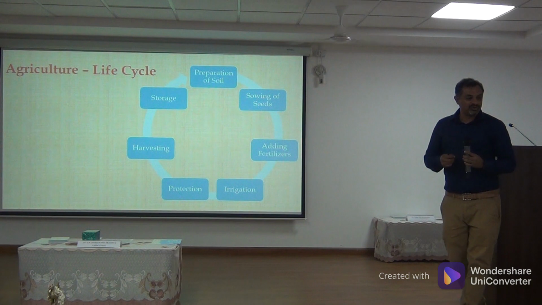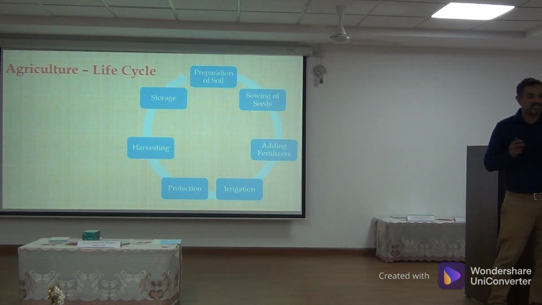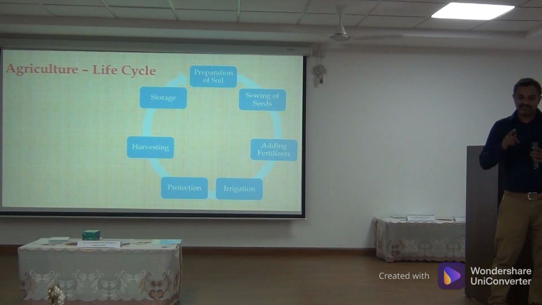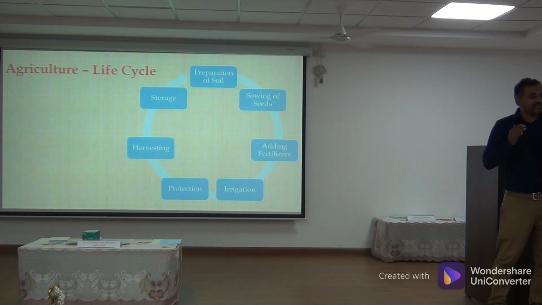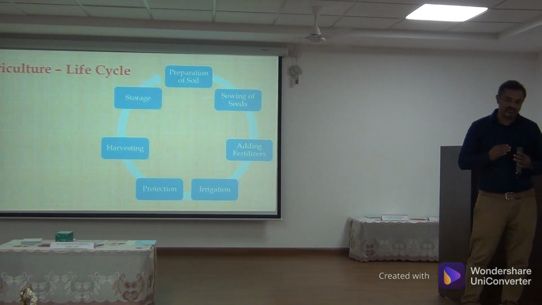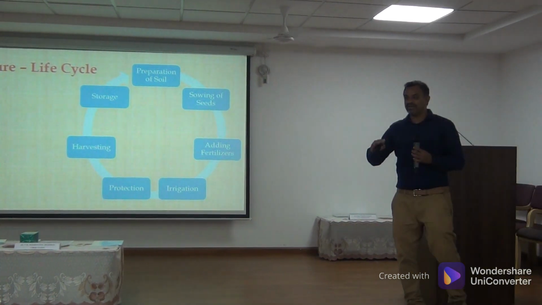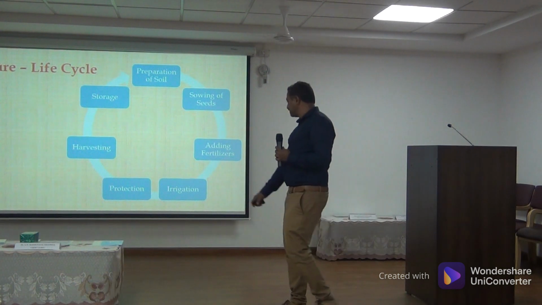We want to feed the plant with the right amount of irrigation. At the same time, it cannot be more or less. If it is more, it is a problem. If it is less, it's a problem. So finally, it should be done in a proper way, and the alignment should be very, very correct.